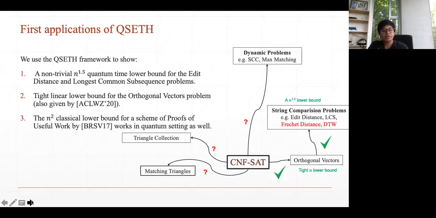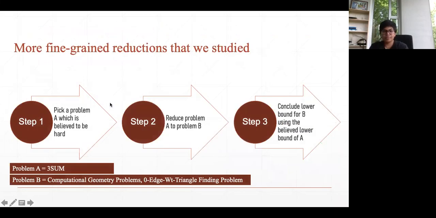Now, going to the next part of our project. In this part, we again studied fine-grained reductions, but this time the central problem was not the CNF SAT problem. It was something else called the 3SUM problem. We conjectured the hardness of the 3SUM problem in the quantum setting, and conditional on that conjecture, we were able to give lower bounds for a lot of computational geometry problems, and the zero edge weight triangle finding problem. I will go into the details now.